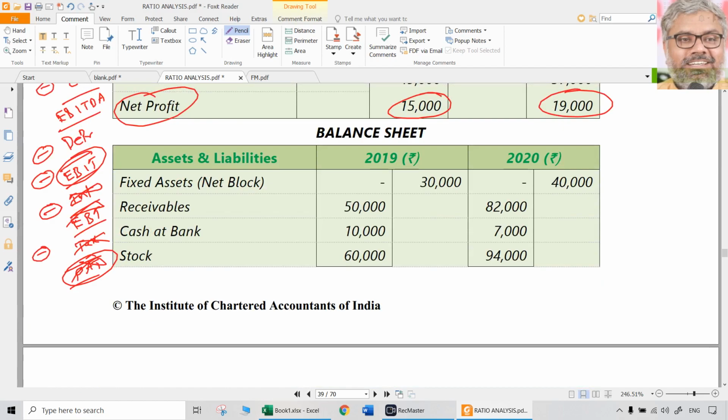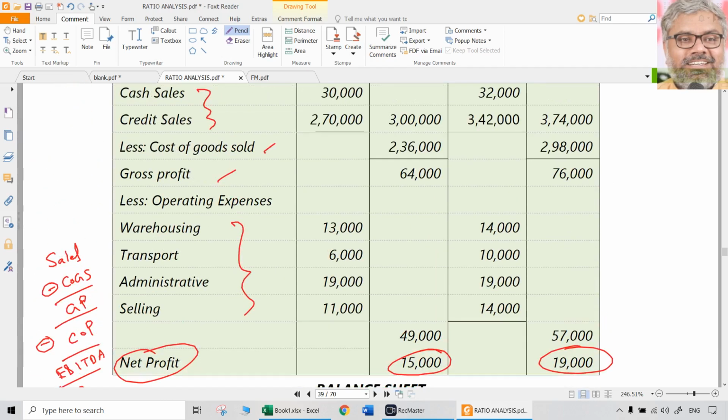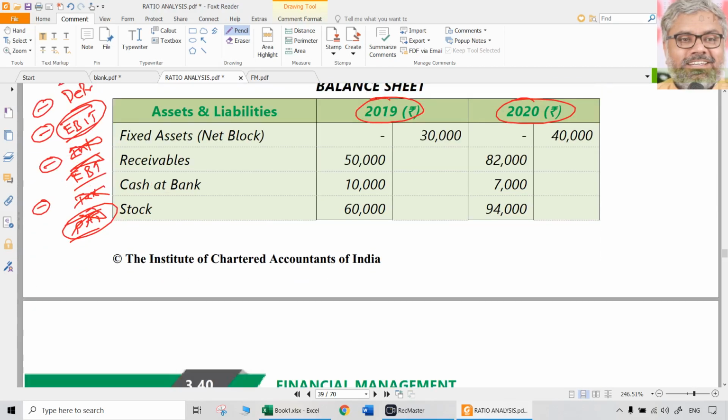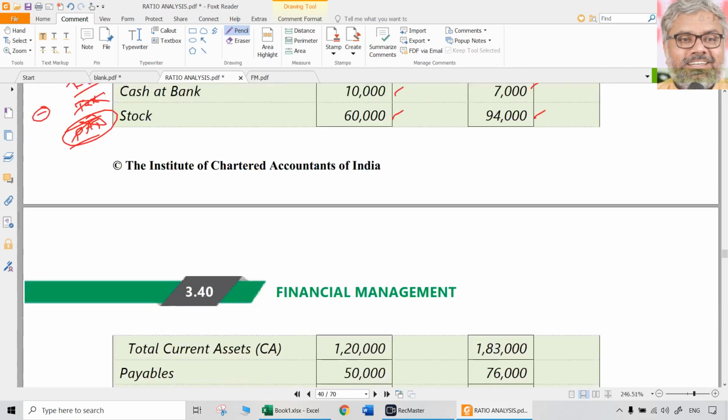Now we have balance sheets as on 31st December 2019, as on 31st December 2020. So income statement will be for the period, balance sheet will be on a particular date, that we should already know. Anyway, the fixed assets information is given. 30,000 rupees is there. Net block means after depreciation. That is increased to 40,000 later. Then receivables are there, debtors, cash, then stock. Both 2019 and 2020 figures are given.